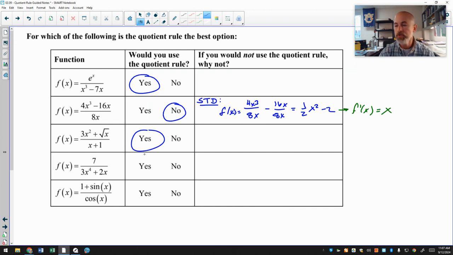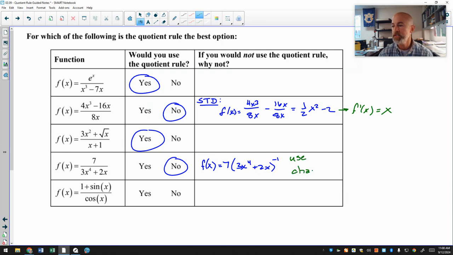The next one, 7 divided by that stuff. I would not do the quotient rule for this one, because my numerator is not a variable expression, it is a constant. And so what we will do for problems like this one, if your numerator is just a constant, we will rewrite the problem using the same trick I showed you initially in the first one. This would turn into 7 times the denominator, 3x to the 4th plus 2x to the -1 power. And here we can finish this with the chain rule, which you may not know yet.